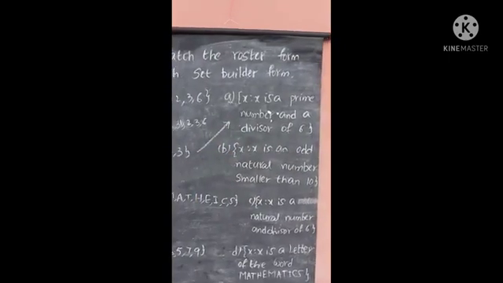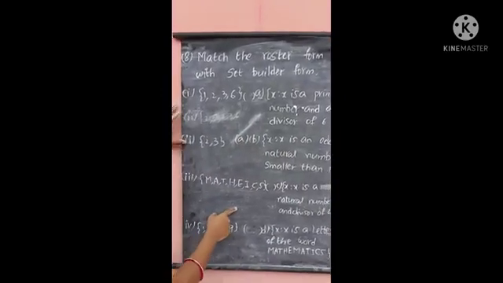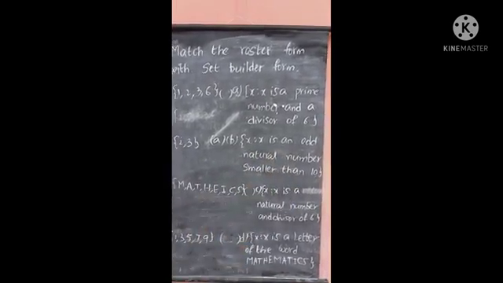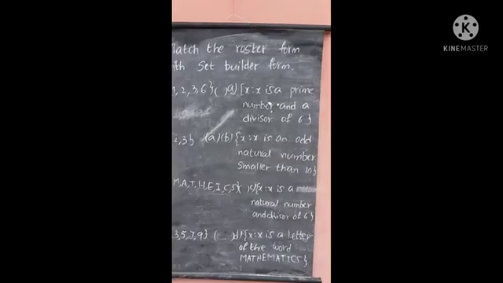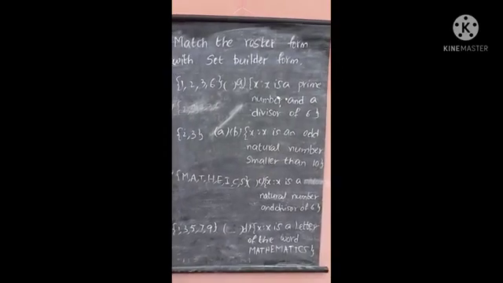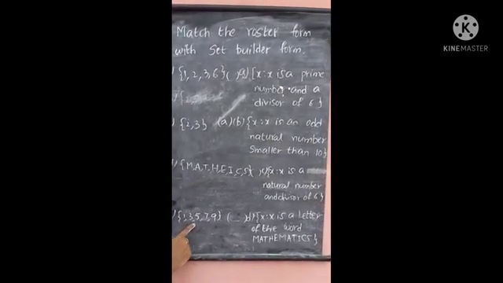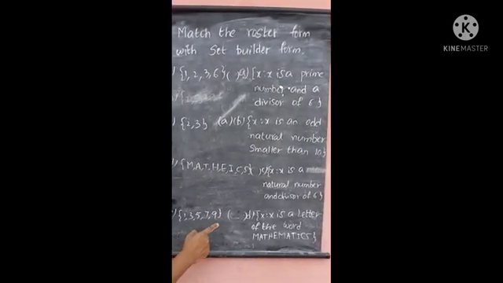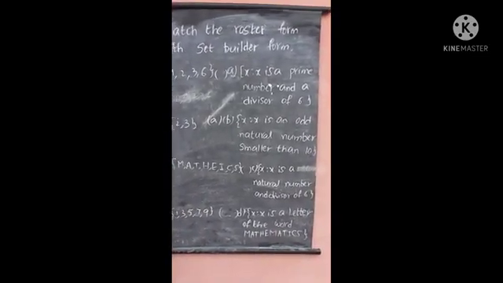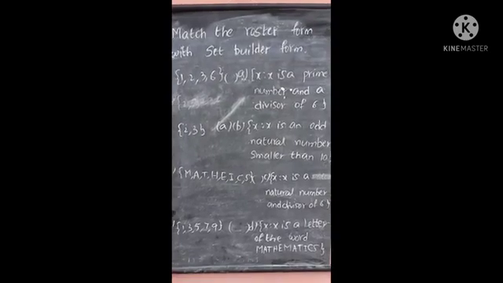Next, see the option B. X is such that X is an odd natural number smaller than 10. Odd natural numbers smaller than 10. What are the natural numbers? Natural numbers start from 1 only: 1, 2, 3, 4, 5, 6 and so on. And what are the odd natural numbers? 1, 3, 5, 7, 9, 11, 13 and so on. Odd numbers means if we divide a number by 2, the remainder will be 1. That means they are not divisible by 2. The natural numbers which are not divisible by 2 are called odd natural numbers.